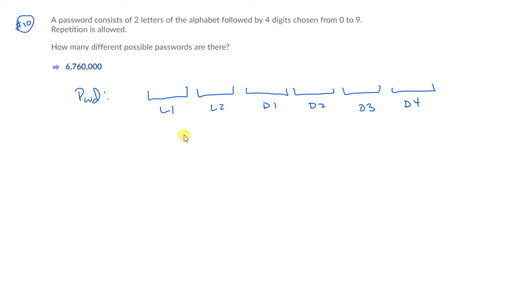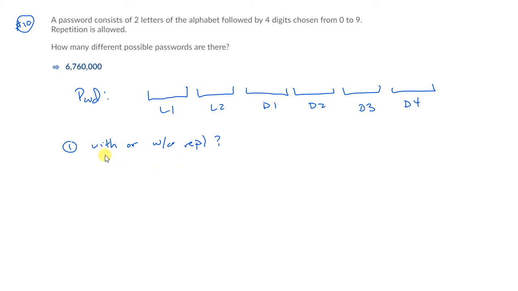Now, before we even think about the number of ways, let's think about the main 2 questions we typically want to ask on these probability problems. First question is with or without replacement. For example, if I pick a letter, can I pick the letter again? Like if I pick the letter B, can I pick B again? If I pick the digit 7, could I pick 7 again? So is replacement allowed?